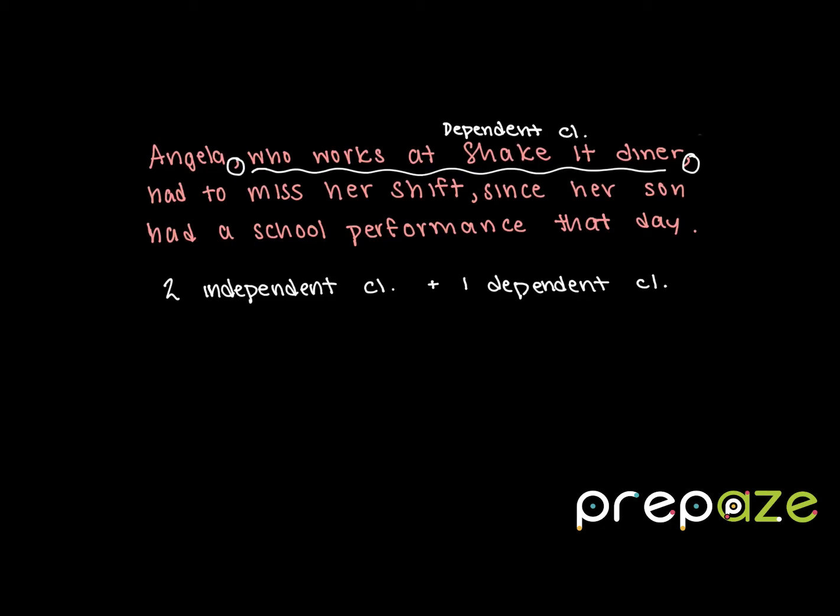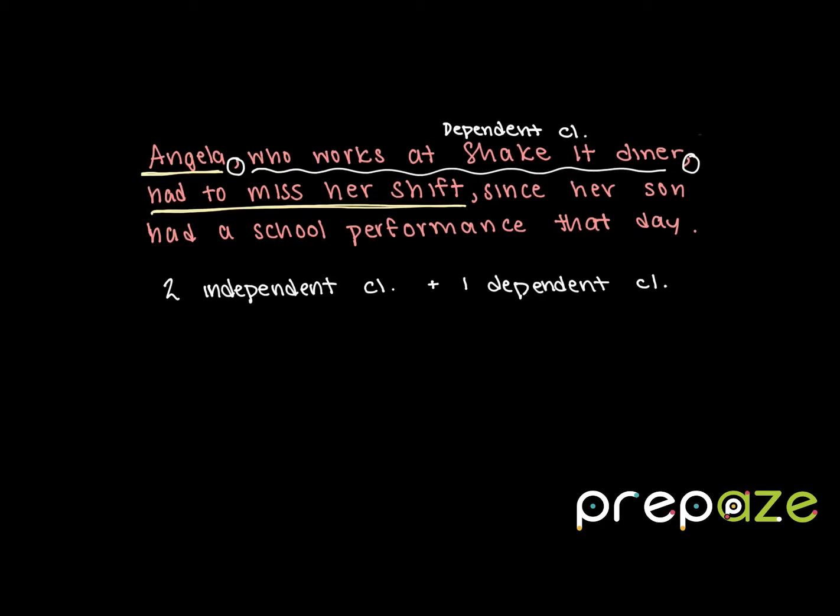Well, if we remove that dependent clause, we would see Angela had to miss her shift. So in this case, this would be our first independent clause. The interesting thing here is that our first independent clause has actually been separated by the dependent clause. And that is also something that we see pretty frequently when we're looking at compound complex sentences. So Angela had to miss her shift is our first independent clause. And then who works at Shake It Diner is our dependent clause.